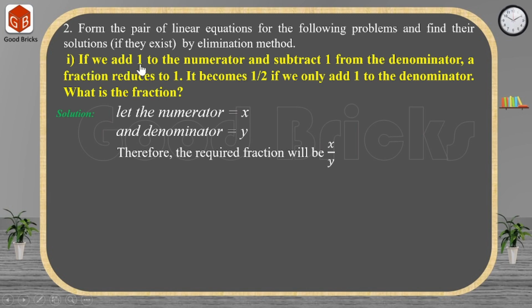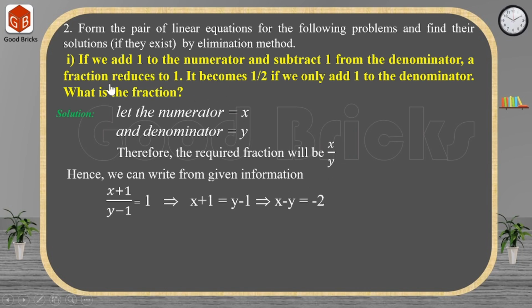If you add 1 to the numerator and subtract 1 from the denominator, the answer will be 1. It means (x plus 1) by (y minus 1) is equal to 1. That is what in the first part of the question they have given. So as per the information we can write (x plus 1) by (y minus 1) is equal to 1, and after transposing you will get x minus y is equal to minus 2.